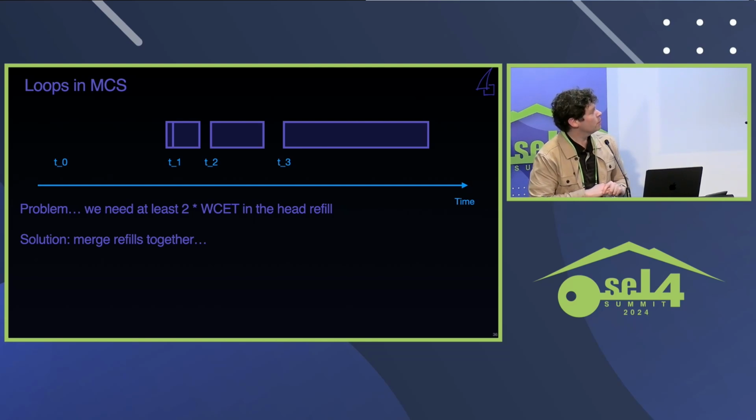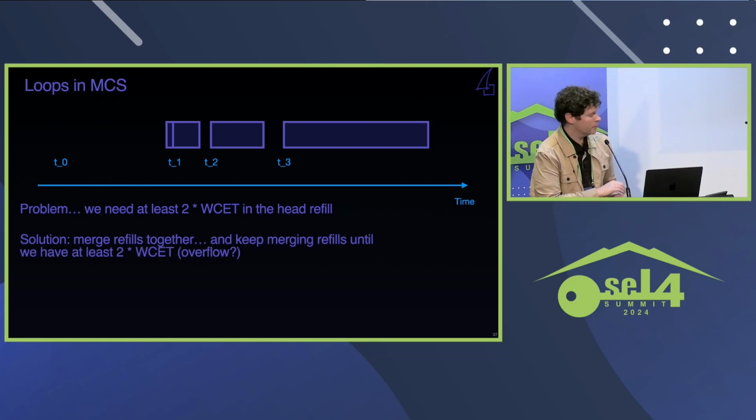I'm just going to merge some refills together. In our model, we're able to take a refill and we can push it forward in time. We can't take it back in time, but we can push it forward. So let's try that. We're just going to push it until they merge together like that. And we're just going to keep doing this until we end up with 2 times the worst case execution time in the first refill in our list. So this sounds like a loop, and this is exactly how it's written in the kernel. It's just a while loop, and it says as long as the time isn't enough, just keep merging, until we have at least 2 times the WCET.